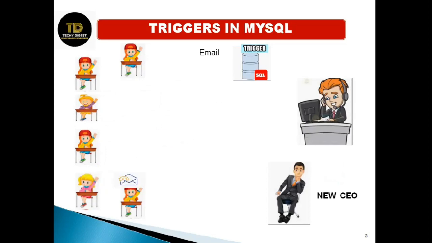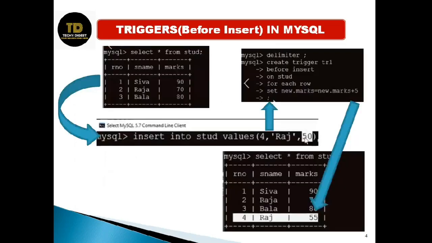Now we will move on to the code part. That is, the trigger before insertion in MySQL. In this, the table is STUD. We have 3 records, and I created a trigger that, before insertion, performs an addition operation. That is, you need to add the value 5 to the mark.